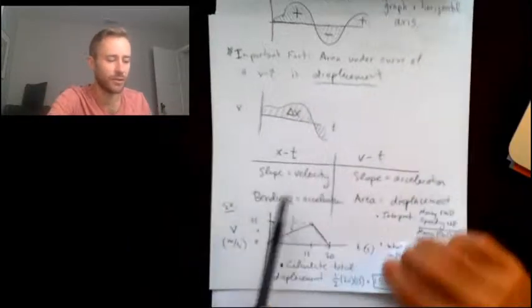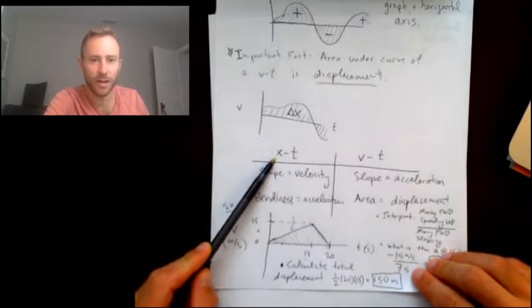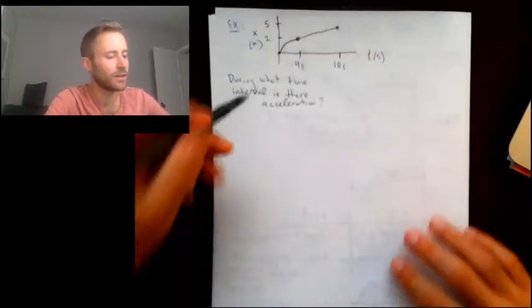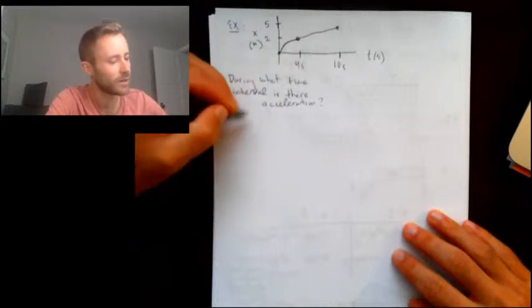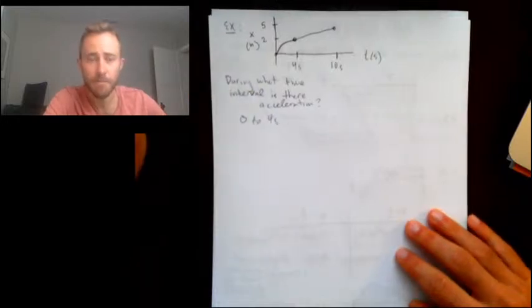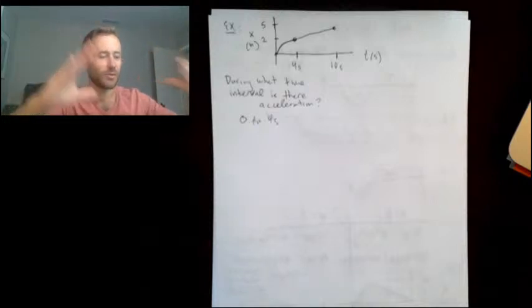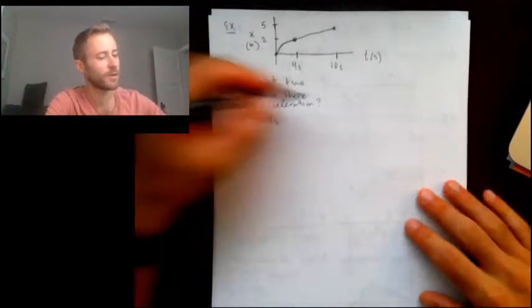Well, we go back to this table here, and we know that if you have a position time graph, acceleration is bendiness. Okay, so I'm looking for bendiness in the graph, and I can see that the bendiness happens from 0 to 4 seconds. So I would say the interval 0 to 4 seconds. I don't care whether it's closed brackets or parentheses, an open interval or closed interval, it doesn't matter.